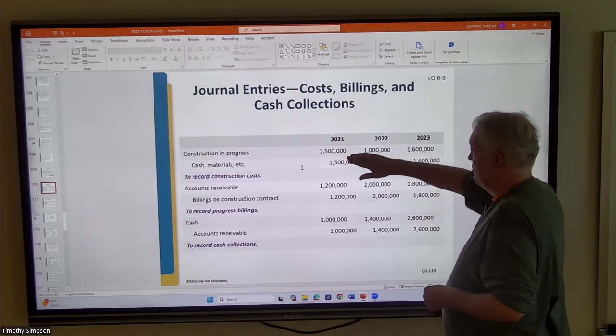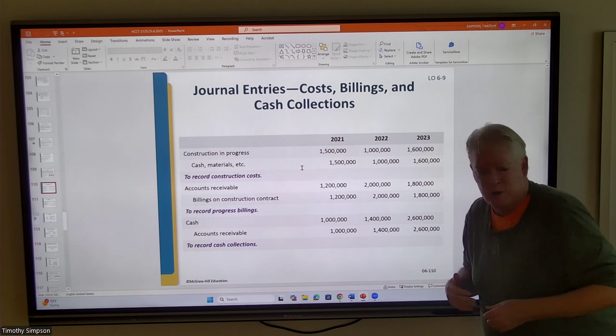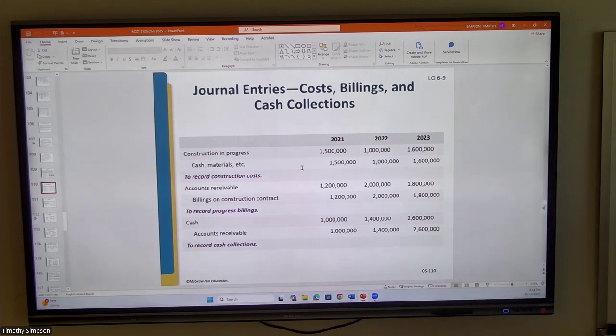Construction in progress can easily be thought of as analogous to work in process in a manufacturing context. And for those, I think you've all had managerial accounting as well as hopefully cost accounting. And if you haven't had that yet, it is simply the value of the work that's underway. It's not yet ready, and of course we say in financial accounting that the work is actually owned by the buyer, and so the buyer has control over it.